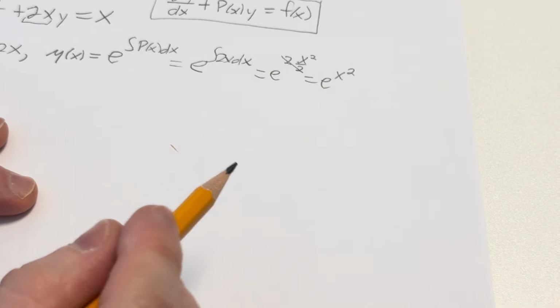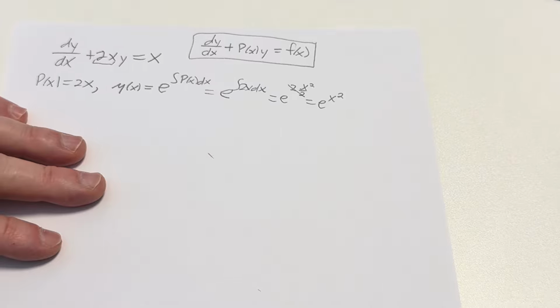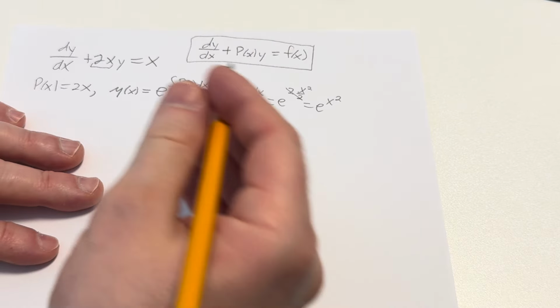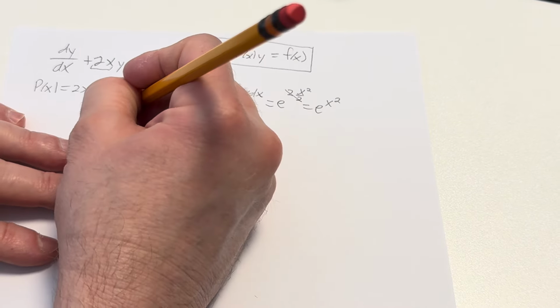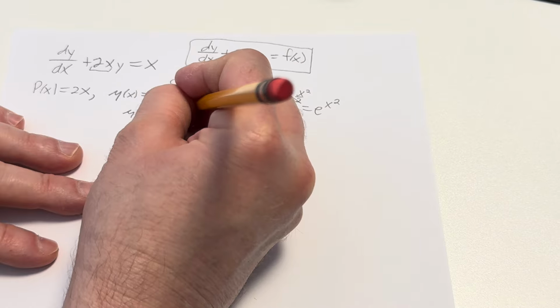Notice that we omitted the constant of integration. If you included it, it doesn't matter. It's not necessary because it cancels anyway later. So this is mu of x equals e to the x squared.